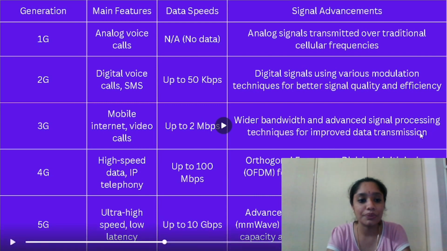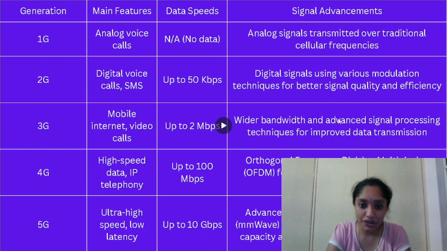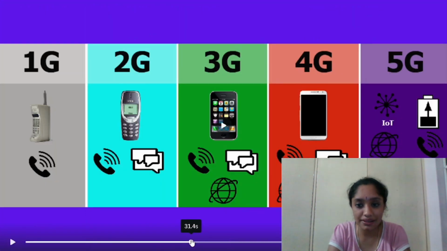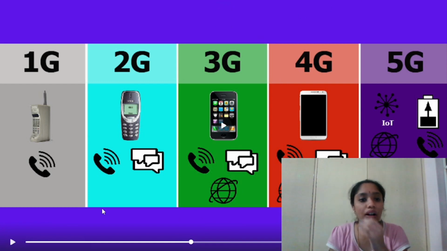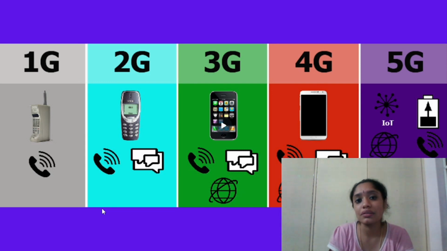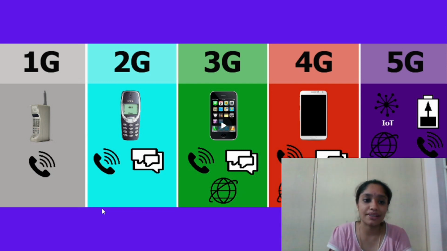Correct? So, I just discussed all points on 1G, 2G, 3G, 4G, and 5G. So, I have a pictorial representation of all this under a picture. Basically, IoT under 5G also was an advancement, that is Internet of Things.